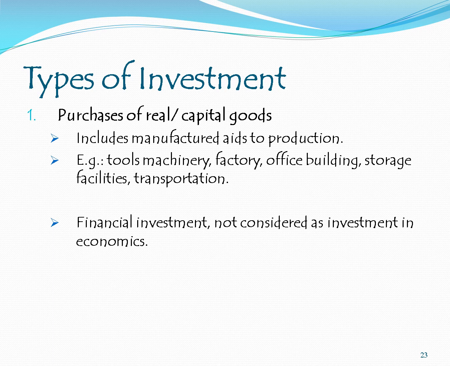So these are the types of investment. On the topic of national income equilibrium, in this theory they ask you to explain the types of investment. The first one is the purchase of real or capital goods, which include those manufacturers use to aid production. Examples: tools, machinery, factories, office buildings, storage facilities, and transportation. Financial investment is not considered investment in economics.